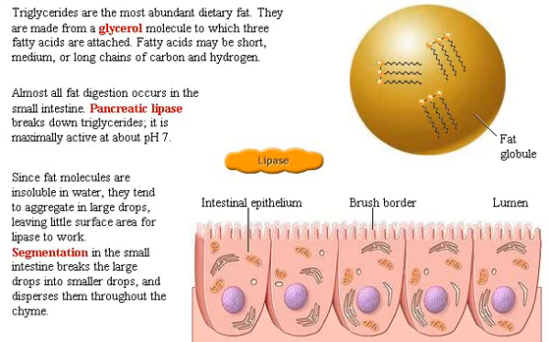Since fat is insoluble in water, it tends to aggregate in large drops, leaving little surface area for lipase to work. Segmentation in the small intestine breaks the large drops into smaller drops and disperses those drops throughout the chyme. Click the large fat globule.